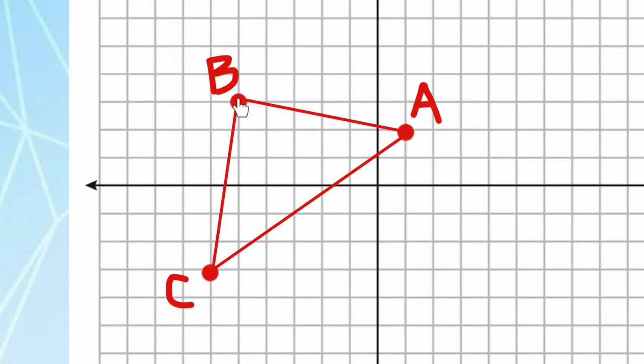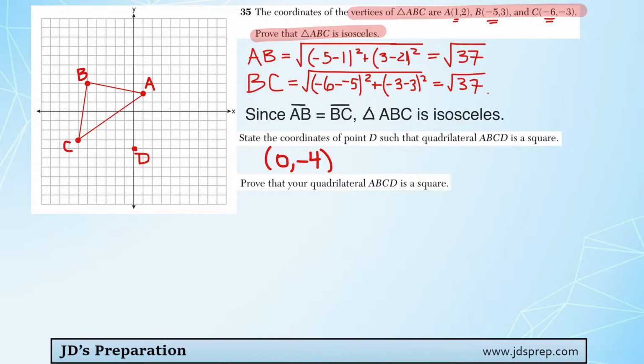So because to get from B to C, we move 1, 2, 3, 4, 5, 6 down and 1 to the left, we would do the same thing from A to D. So 2, 4, 6 down and 1 to the left, and that gets us to this point, which is 0, -4.